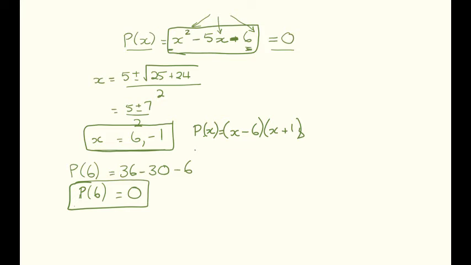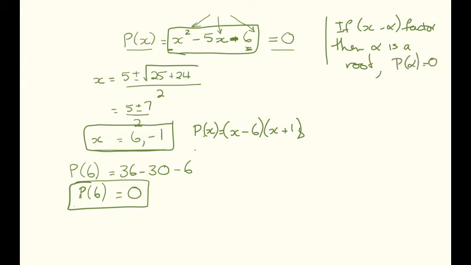So factors and roots, we need to make the distinction between them. And in fact, the factor theorem in your note somewhere says if x minus alpha is a factor, then alpha is a root and p of alpha equals 0. So those relationships we need to be comfortable with.